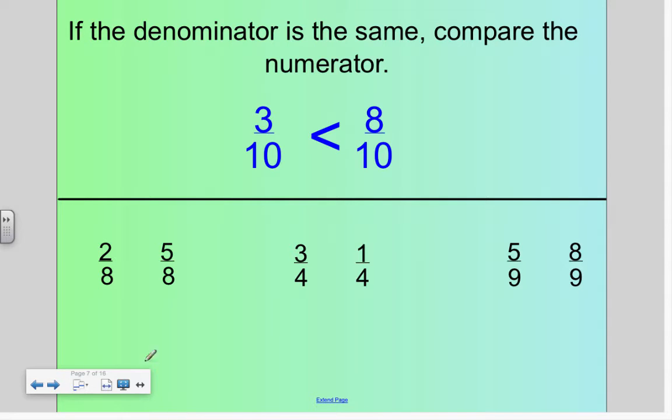Let's try it. 2/8 or 5/8, which is bigger? 5/8. What about 3/4 or 1/4? 3/4 is larger. 5/9 or 8/9? 8/9 is larger.